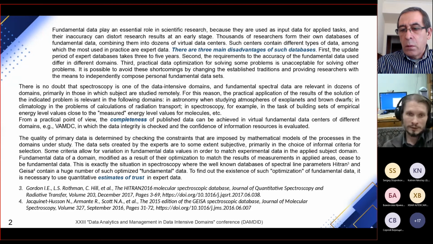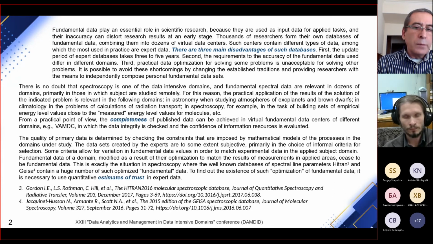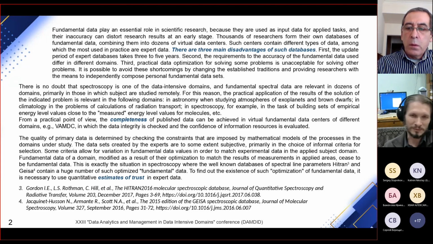It is possible to avoid these shortcomings, but it requires changing a lot of established traditions and providing researchers with the means to independently compose personal expert data sets. One of such data-intensive domains is spectroscopy, and the fundamental spectral data from this domain is required and relevant in a lot of other domains.